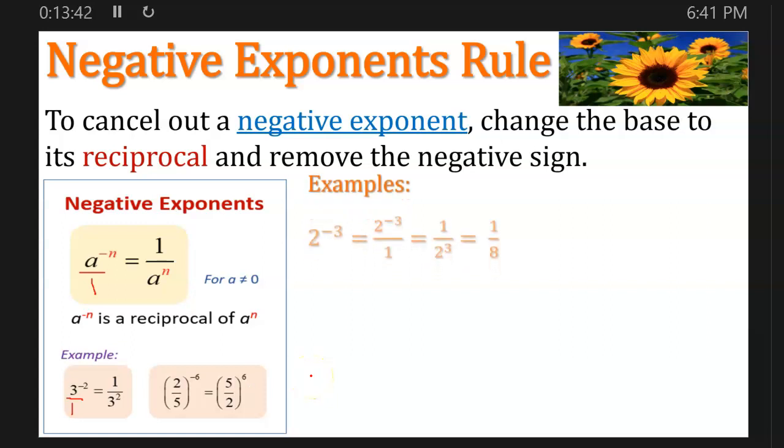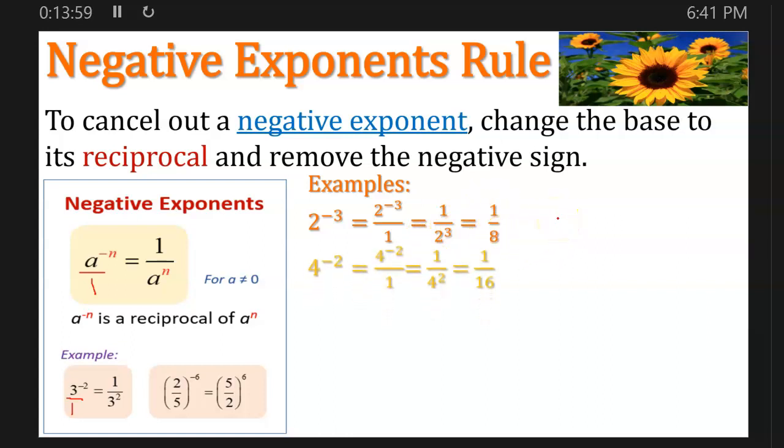Okay, here's some more examples. Let's look at 2 to the -3, okay? Place the 2 over a 1, turn it into a fraction, then flip it. And then if we actually reduce this down to the most simple form and expanded form, not exponential form, 2 times 2 times 2 ends up being 8, so we end up with 1 over 8. The second example here, 4 to the -2, place that 4 over 1, turn it into a fraction, flip it, and then again, simplify that 4 squared down. 4 times 4 is 16, so our answer is 1 over 16.